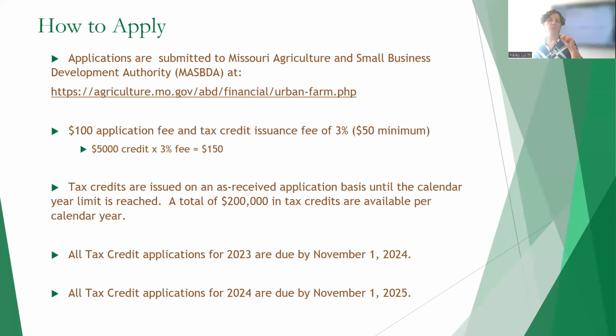For anything that was expended in 2023, you have to have your application in by November 1st, 2024. So you have some time to get all your receipts together. Anything that you're going to build in this calendar year, 2024, you have until November 1st of 2025.